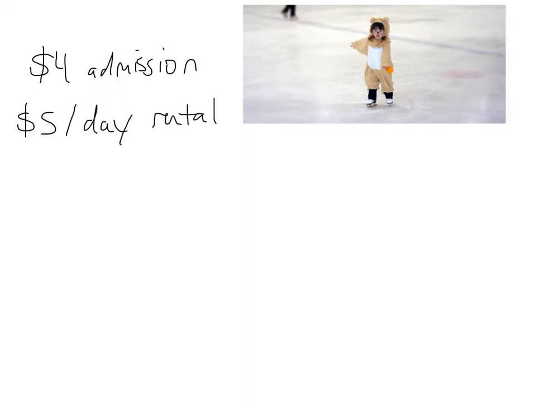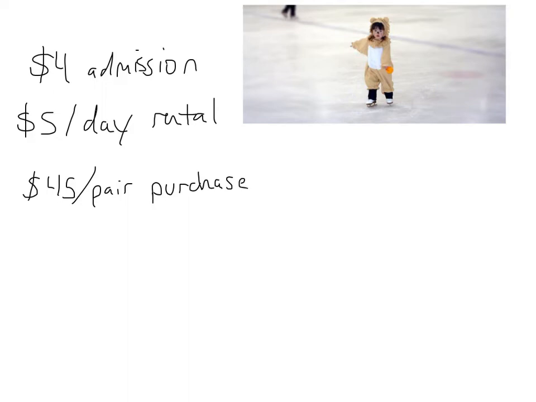And the rink charges $4 for admission. Now, you can either rent skates at the rink for $5 a day. So we'll say $5 per day rental for renting ice skates. Or you can buy your own pair for $45. So you go to Academy and there's $45 a pair. And we'll call it the purchase.